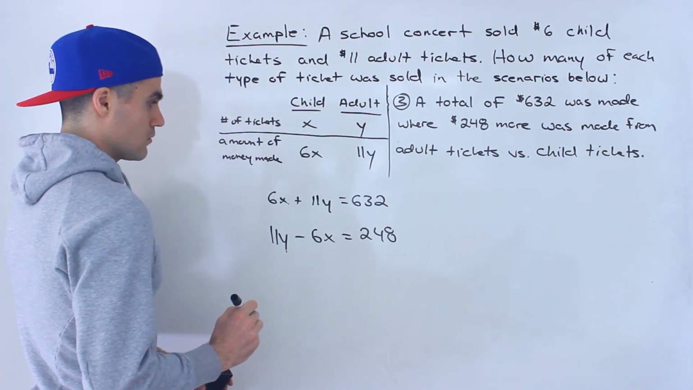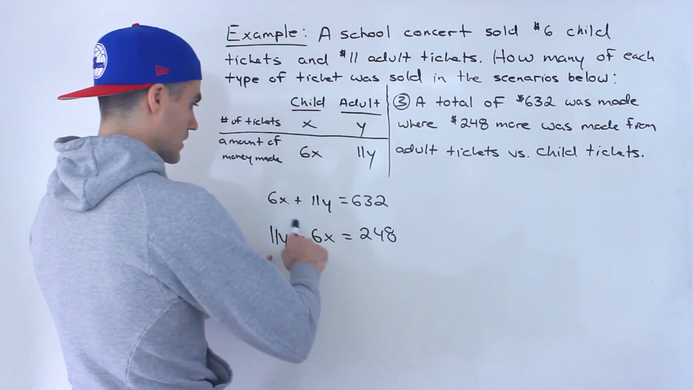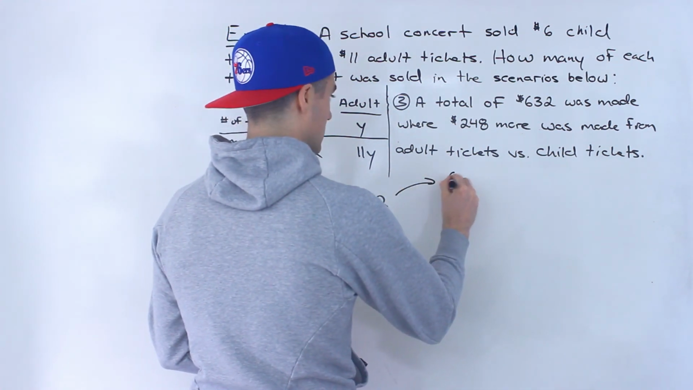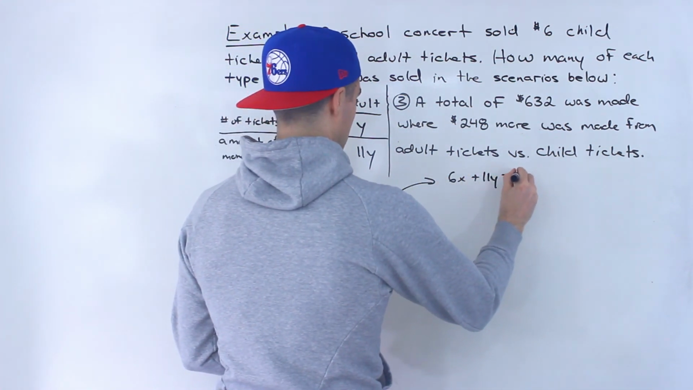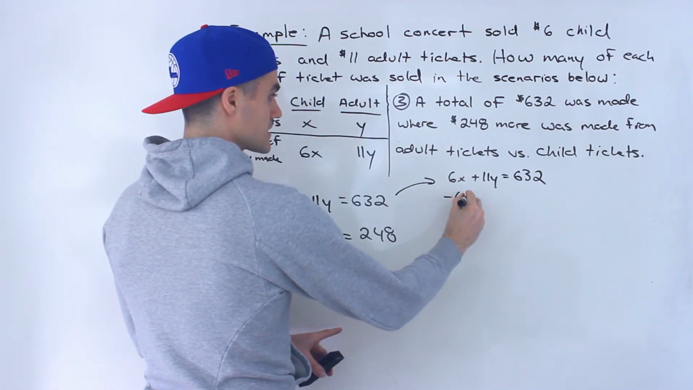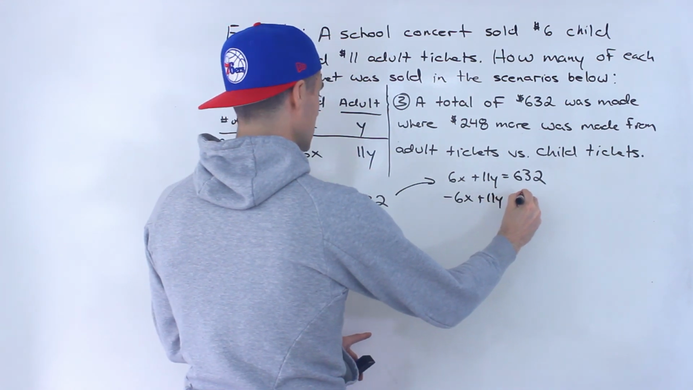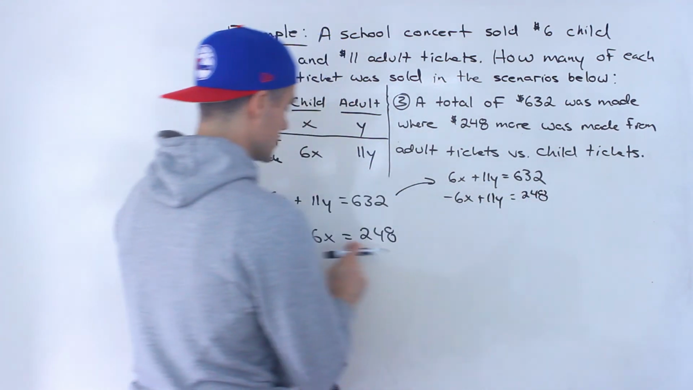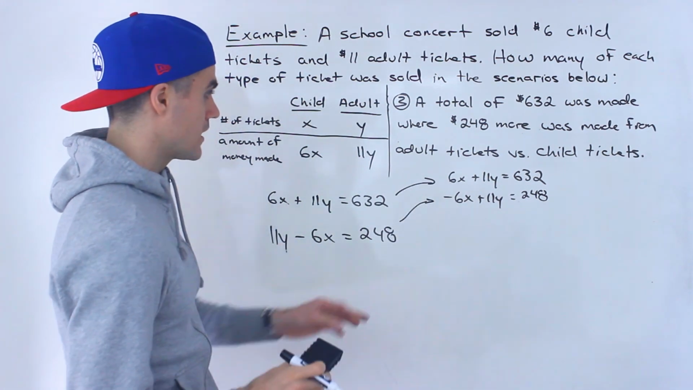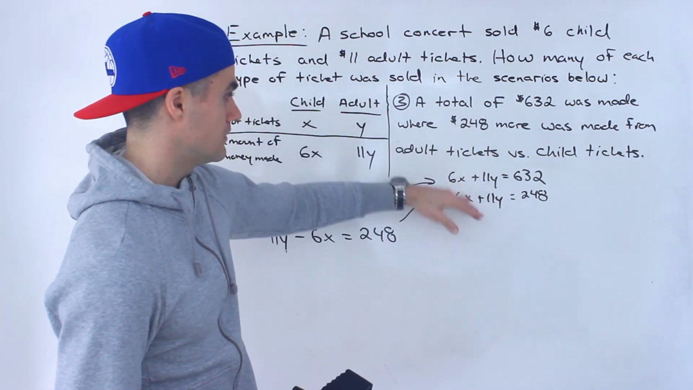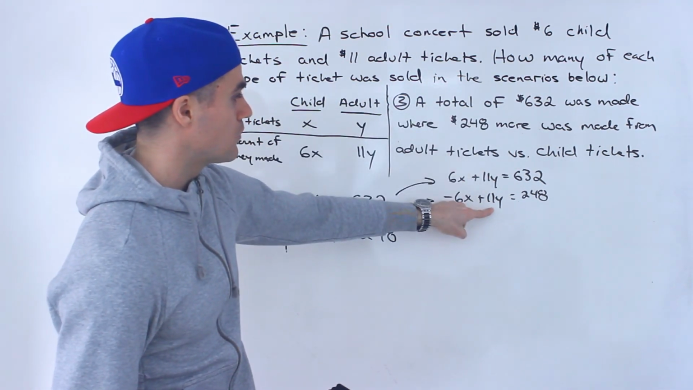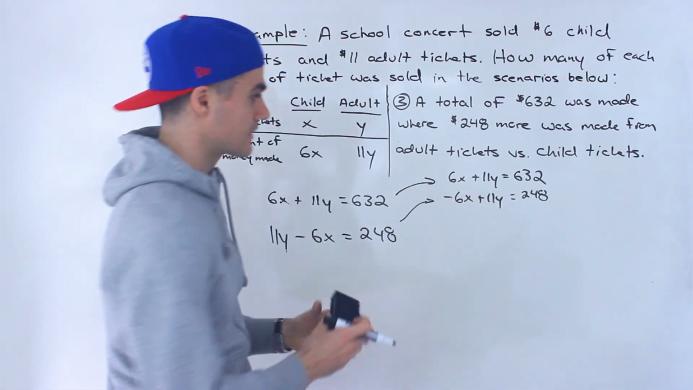And then from here, what we can do, notice that we actually have the same coefficients. So I'm going to take this, rewrite it, and then I'm going to take this, I'm going to rearrange it, and I'm going to say negative 6x plus 11y equals 248. I just put the negative 6x in front like that. And the reason why is now these are in line in terms of the variables. And then what we can do here, we could either get rid of the y's or get rid of the x's. I'm going to get rid of the x's.